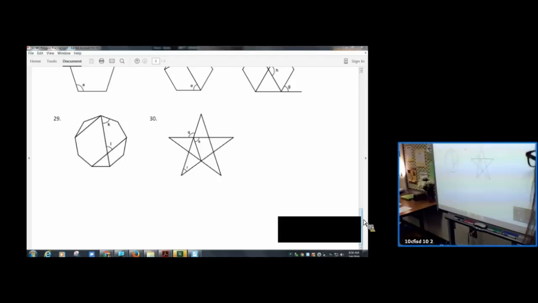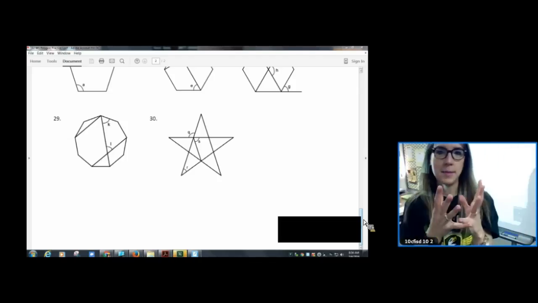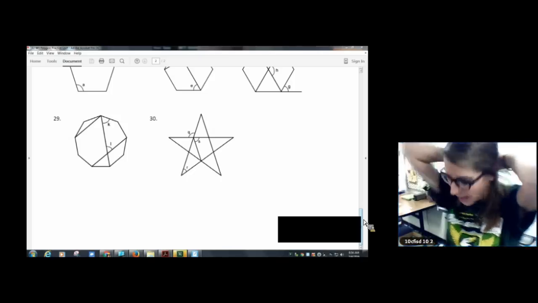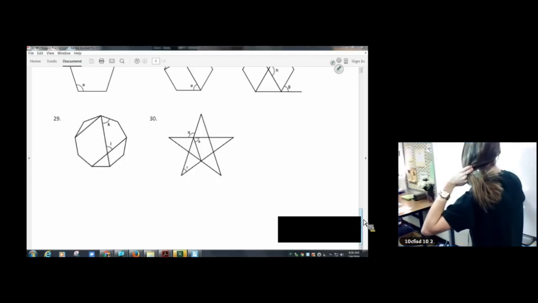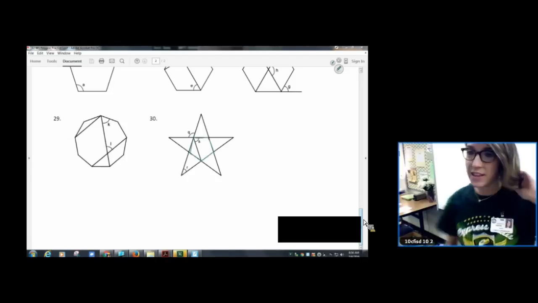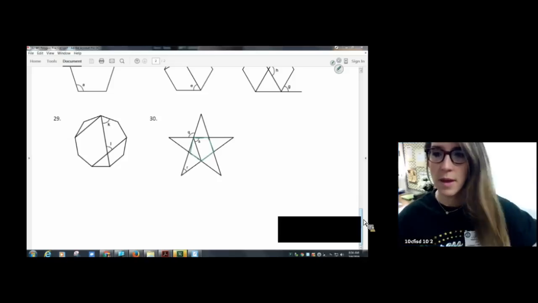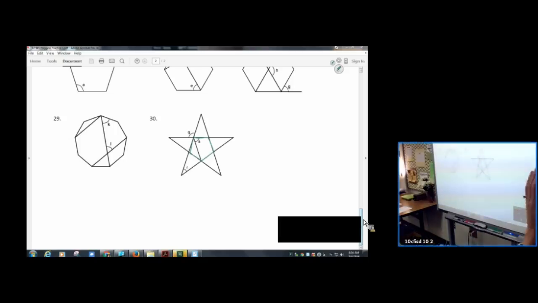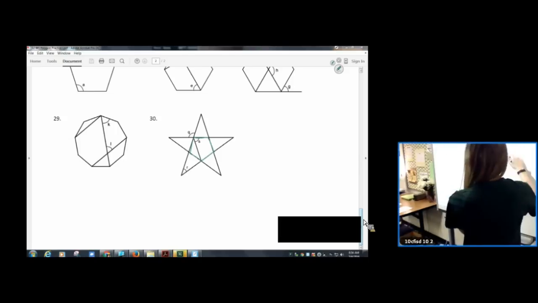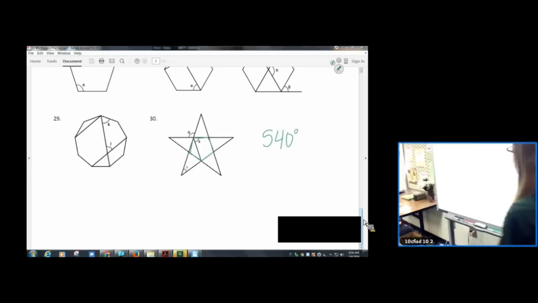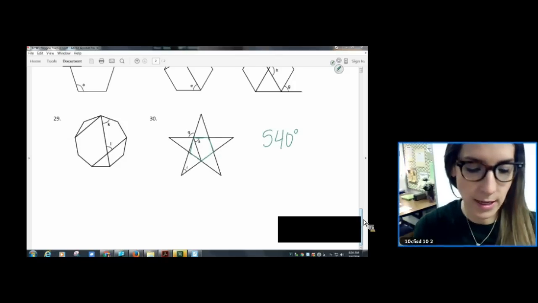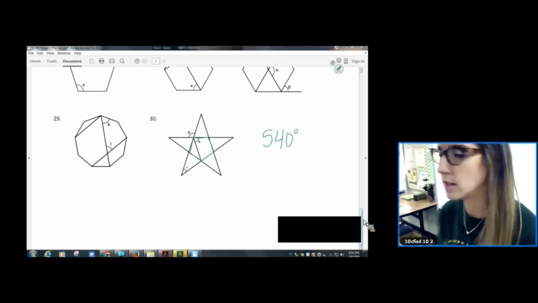Okay, number 30. Now this one's a little bit different because the whole shape is not a convex shape, right? So I like to view this not as a star, but I like to view it as a pentagon surrounded by isosceles triangles. A pentagon surrounded by isosceles triangles. So let's first take a look at that pentagon, and you can calculate how many degrees are in it, or maybe you've already memorized that there are 540 degrees in a pentagon. So each angle of our pentagon, 540 divided by 5, is 108.